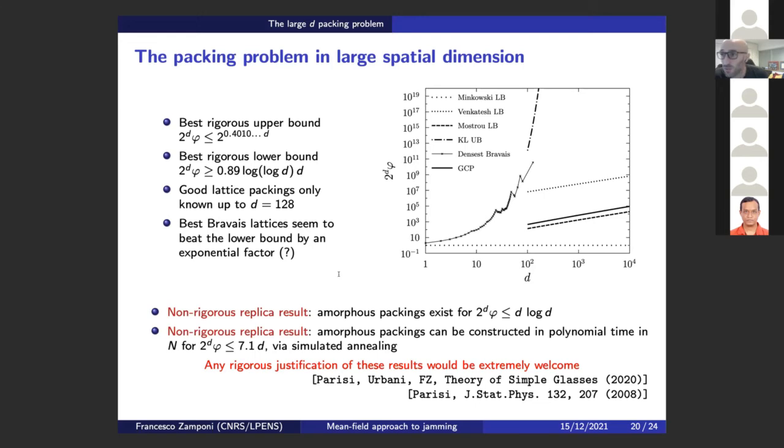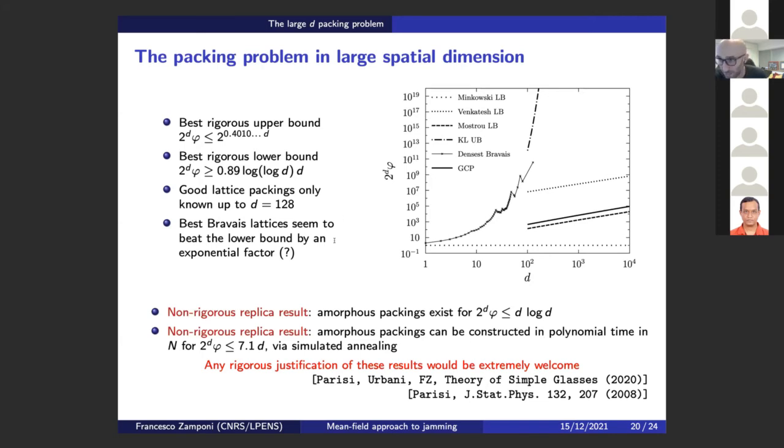So we wanted to try to understand what happens to amorphous packings in large D to see if we could get an insight on the problem. And what we get from the replica method is that you can construct amorphous packings up to d log d. So you cannot do much. You can do a little bit better than the best lower bound, but you cannot do much better, okay? And there are also some interesting results related to the time you need to construct these packings.